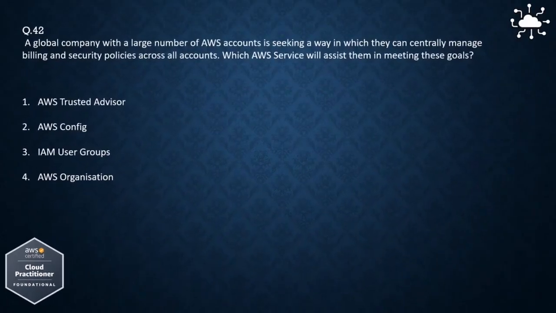Question 42. A global company with a large number of AWS accounts is seeking a way in which they can centrally manage billing and security policies across all accounts. Which AWS service will assist them in meeting these goals? 1. AWS Trusted Advisor. 2. AWS Config. 3. IAM User Groups. 4. AWS Organization. The correct answer is AWS Organization.